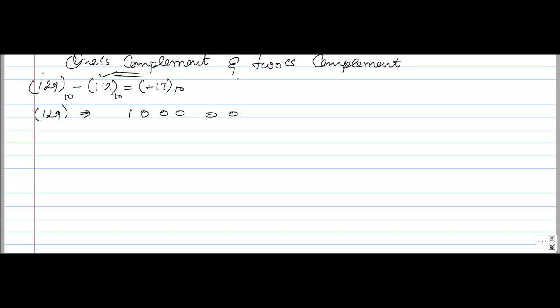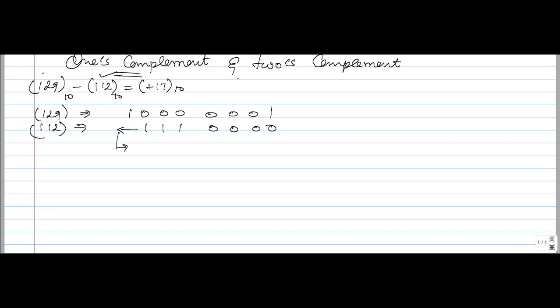Now the binary value of 129, we have already discussed. I am writing it once again. It is 1 0 0 0 0 0 0 followed by 1. And then the binary value of 112 is 1 1 1 followed by 0 0 0 0. The first step in 1's complement is to take the 1's complement of this subtrahend.